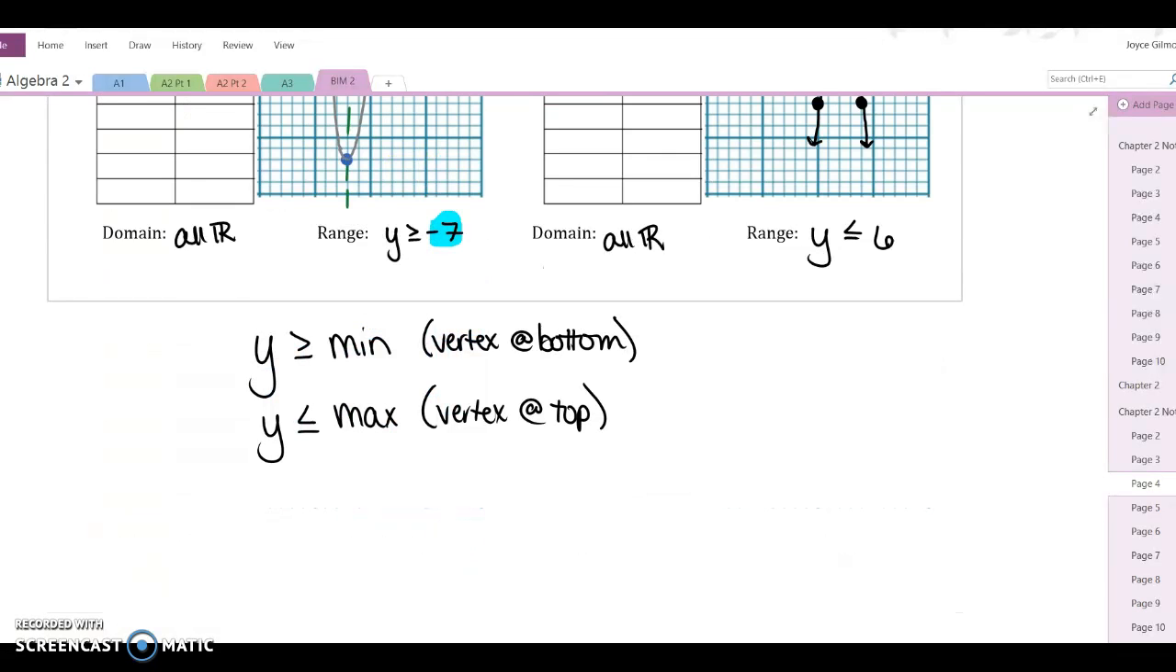When the vertex is at the bottom, it's a minimum. Your range will be y is greater than or equal to the minimum. When your vertex is at the top, you have a maximum, and your range will be y is less than or equal to your maximum.